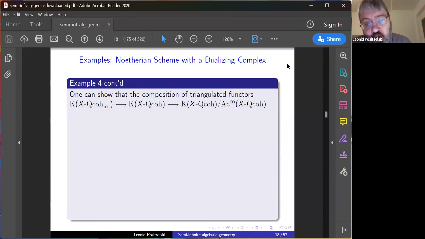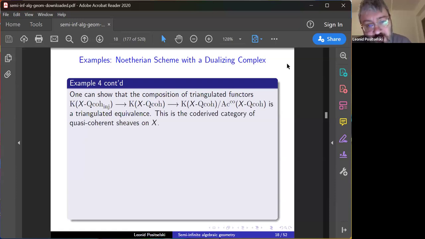One can show that the composition of triangulated functors from the homotopy category of complexes of injectives to the whole homotopy category of complexes of quasi-coherent sheaves to the quotient by the quasi-acyclics is a triangulated equivalence. This is the coderived category of quasi-coherent sheaves.